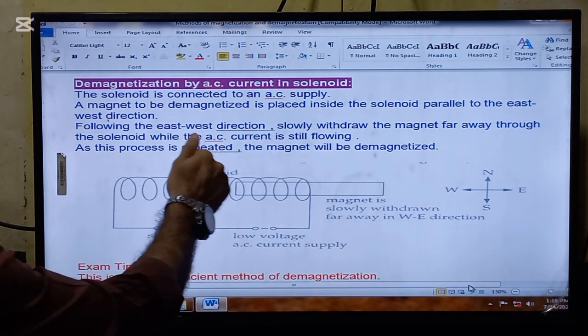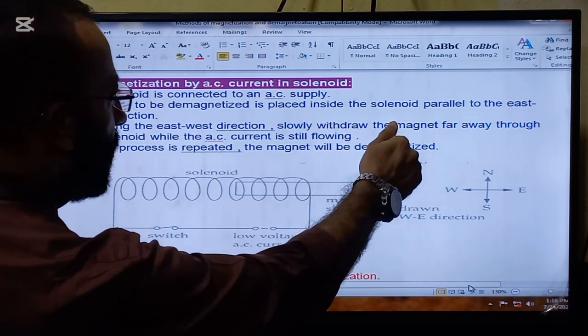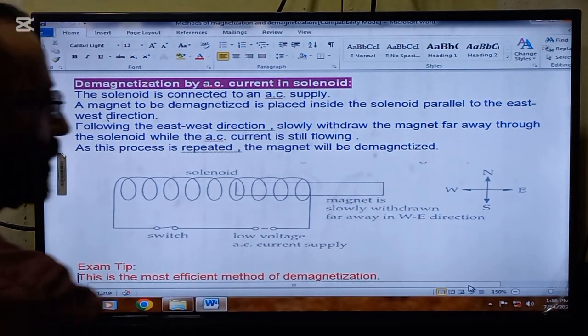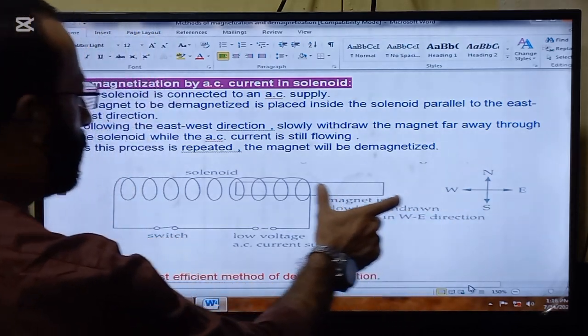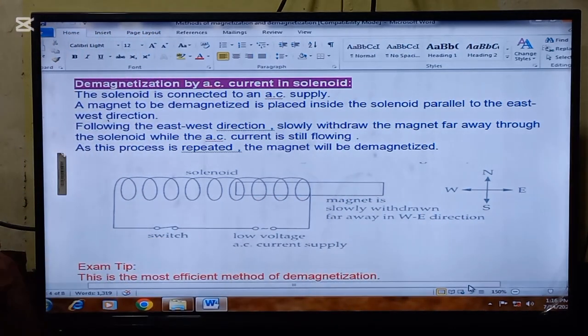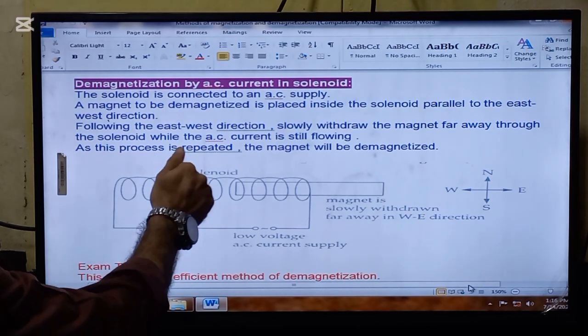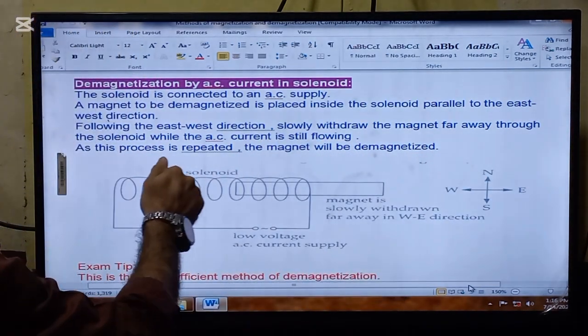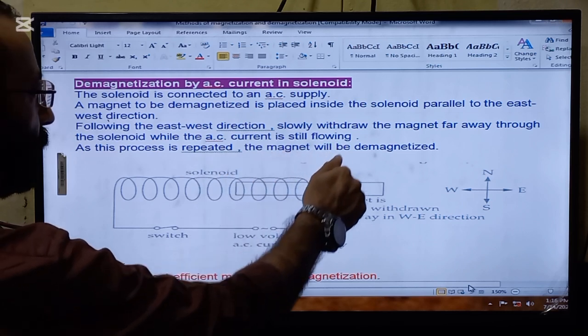A magnet to be demagnetized is placed inside the solenoid parallel to the east-west direction. So this is the east-west direction, and the steel bar will be placed east-west inside the solenoid. Following the east-west direction, slowly withdraw the magnet far away through the solenoid while the AC current is still flowing.